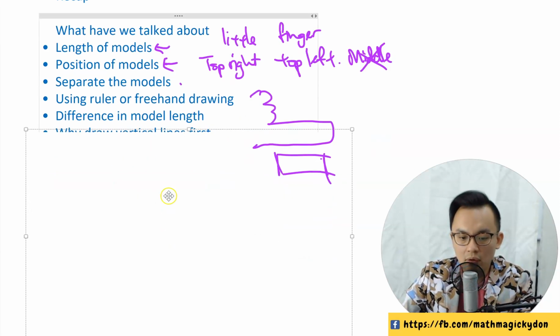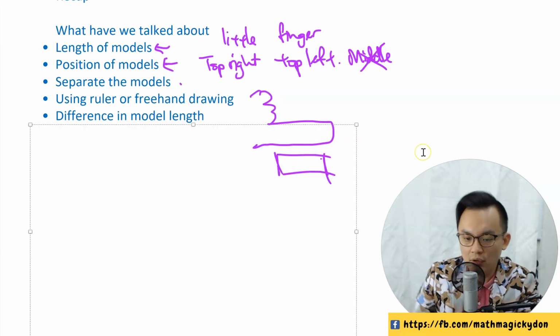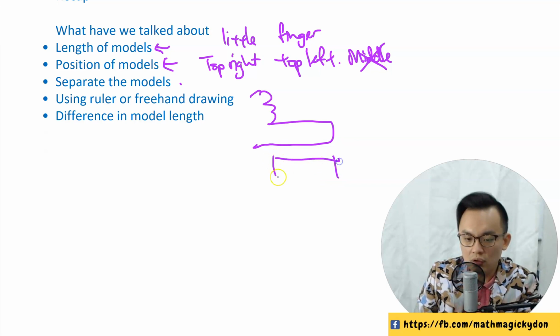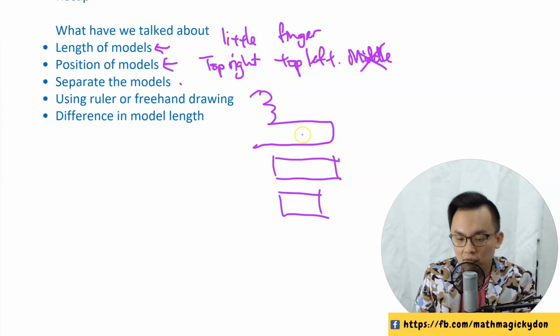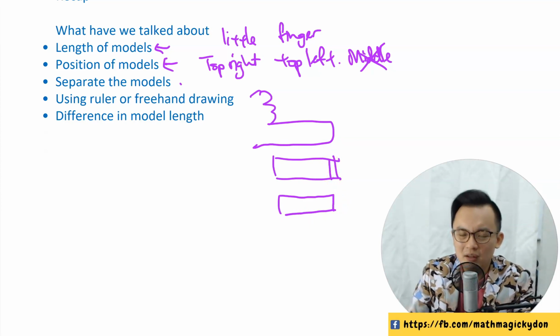Next, difference in model length. Remember, your difference in your model length should be around 1/3. So if your little finger is this length, you draw it like that. So the difference is around 1/3. So the second model should be about 2/3 the length of the first model. My point is, do not draw models that are like that. You must make some kind of meaningful difference.